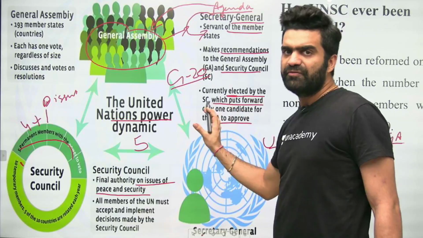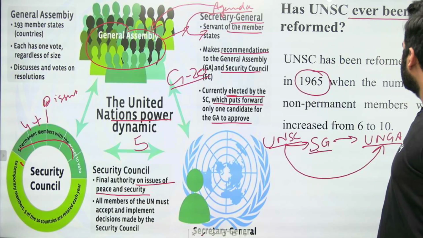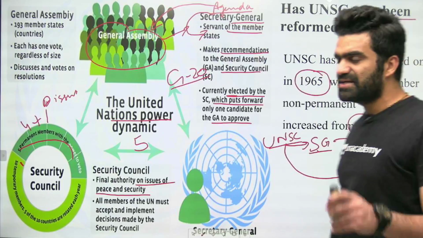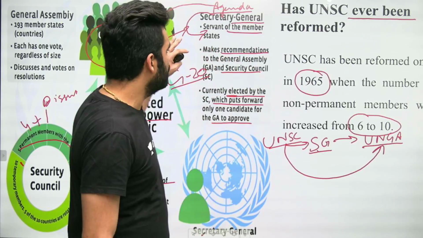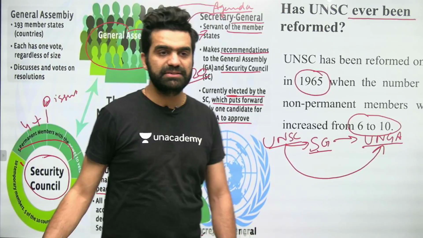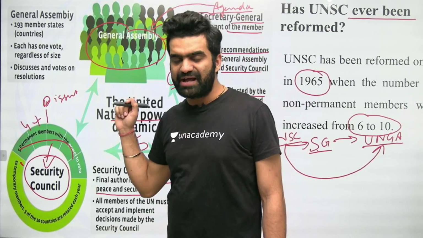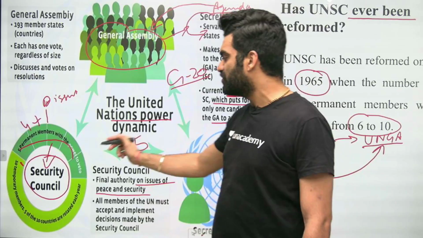Now, has the UNSC ever been reformed? The UNSC has been reformed once, in 1965, when the number of non-permanent members was increased from 6 to 10. This was just like trying to pacify, to placate the angry members of the United Nations General Assembly who were seeking reform in 1965 itself. Voices were being raised about the unequal distribution of power, with the five permanent members getting disproportionate power. Since 1965, voices have been raised by countries like India, Germany, South Africa, and countries from South America as well, like Brazil, that this is not reflective of the contemporary world order.